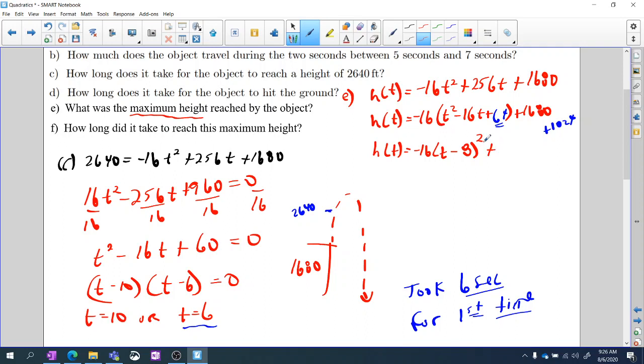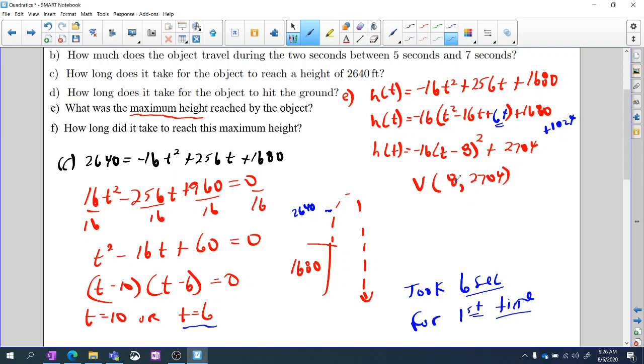1680 plus 1024 will be 2704. So your vertex is at (8, 2704). Remember, when it has context, we interpret that.